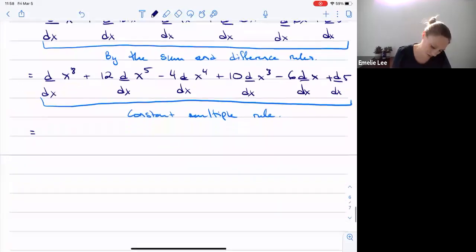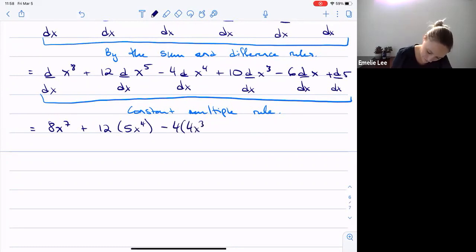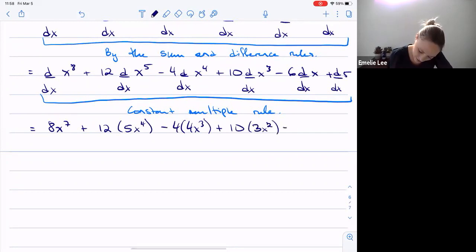Yeah, don't worry. This becomes 8x to the 7 plus 12 times 5x to the 4 minus 4 times 4x to the 3 plus 10 times 3x squared minus 6 times 1 plus 0.